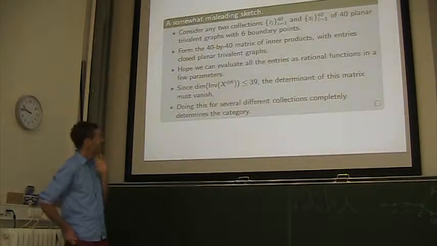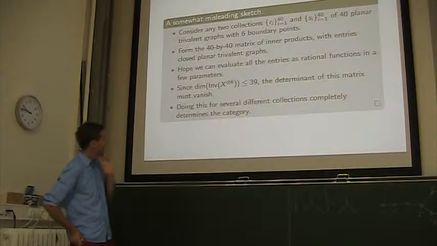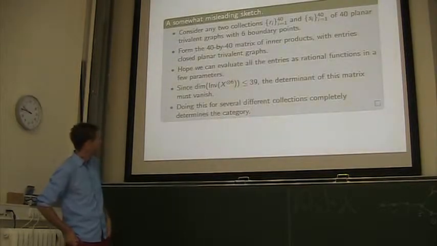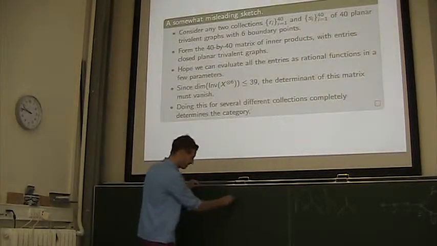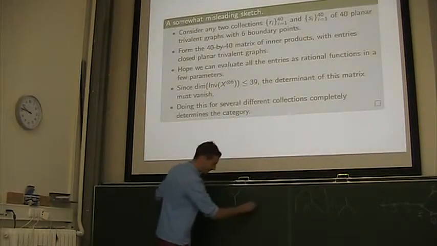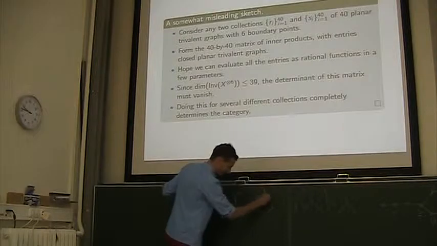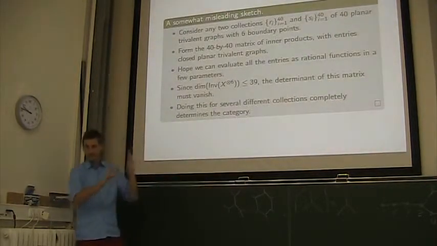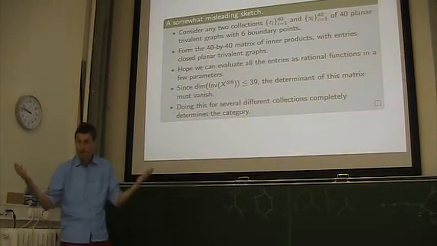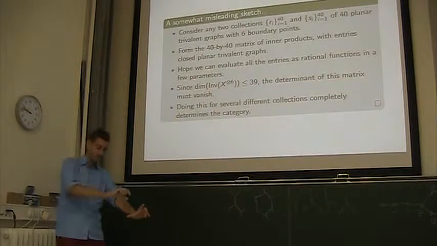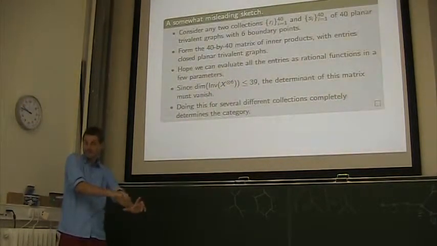But the rough idea is that you take two collections, R_i and S_i, of planar trivalent graphs with six boundary points. So maybe R_i might start with that guy, and then it might have a hexagon in it, and so on. Okay. So you take two different collections of 40 of these, and then you build the 40 by 40 matrix of their inner products. Okay. So that's some big 40 by 40 matrix whose entries are little polyhedra, closed planar trivalent graphs.